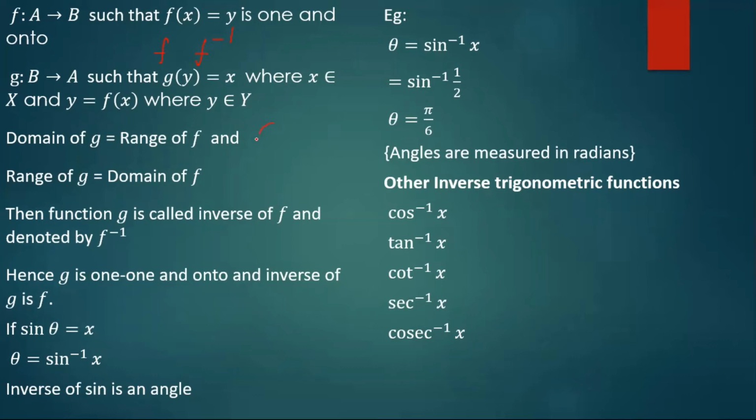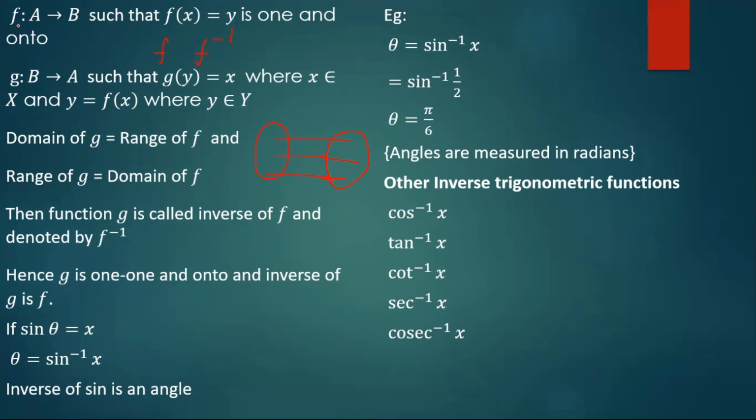1-1 means all the elements in set A have an image. In the same way, when all the elements in set B have a pre-image, a single image, it is 1-1 as well as onto. We have learned that when a function is 1-1 and onto, we call it a bijective function.